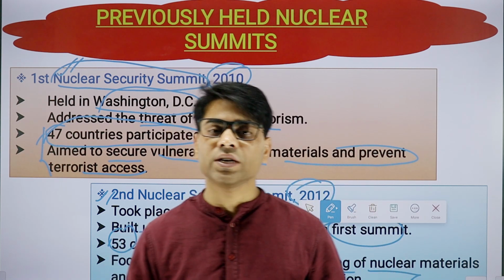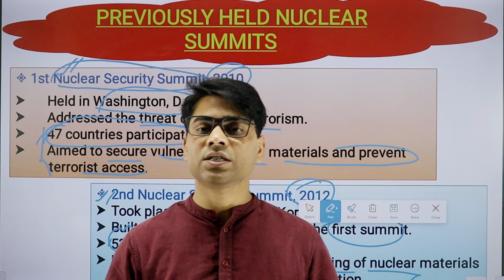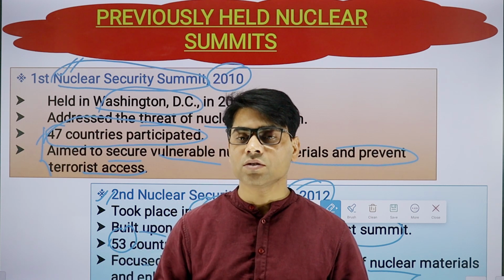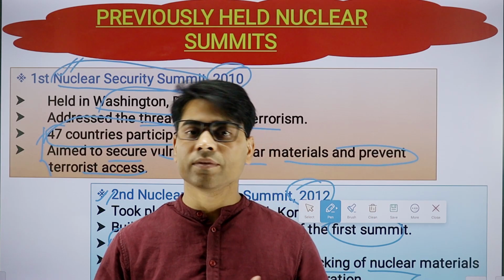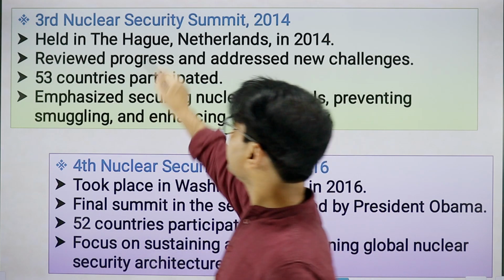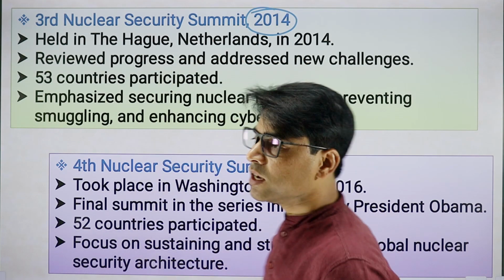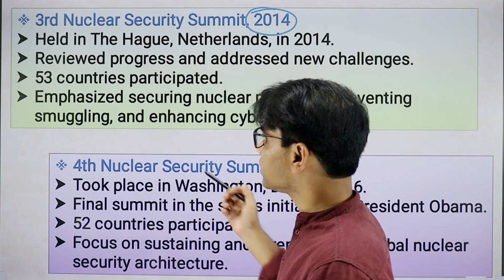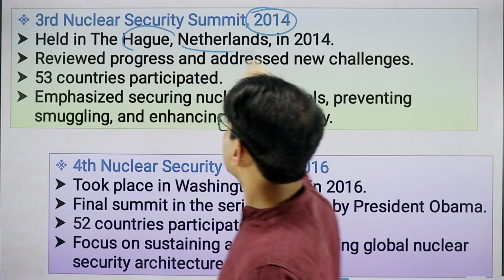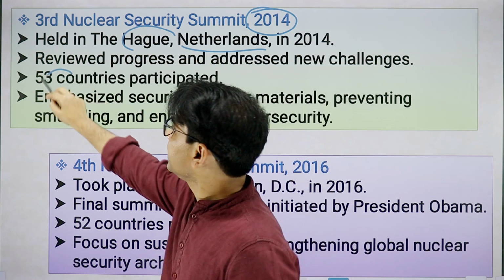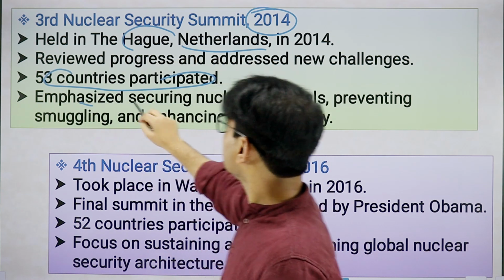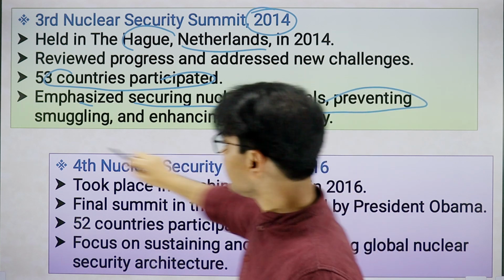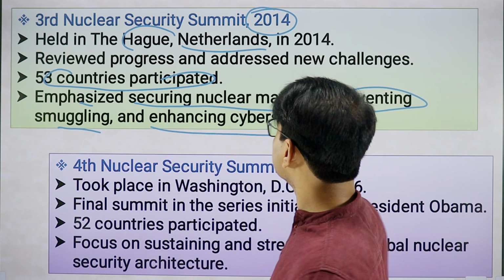So it focuses on international cooperation so that the illicit transfer and passing of such technologies can be prevented. When we talk about the third Nuclear Security Summit that took place in 2012, you can see here that every 2 years the Nuclear Security Summit has been conducted. It took place in The Hague, Netherlands, right? And again 43 countries participated. It emphasized securing nuclear material, preventing smuggling and enhancing cyber security.